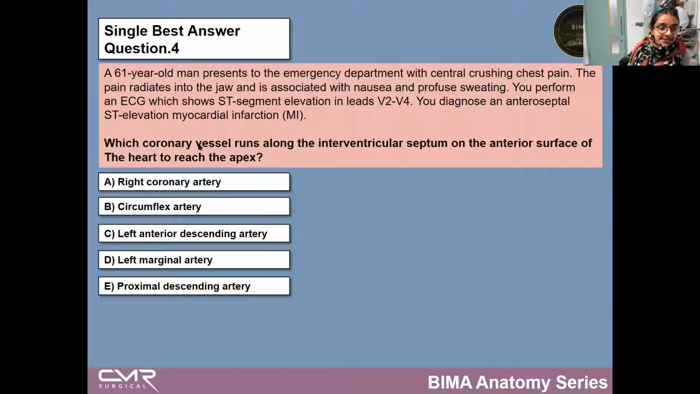C, exactly, Safia, very good. Your left anterior descending artery, which is actually the most common artery that gets blocked in MIs. So if in doubt, always say your LAD.